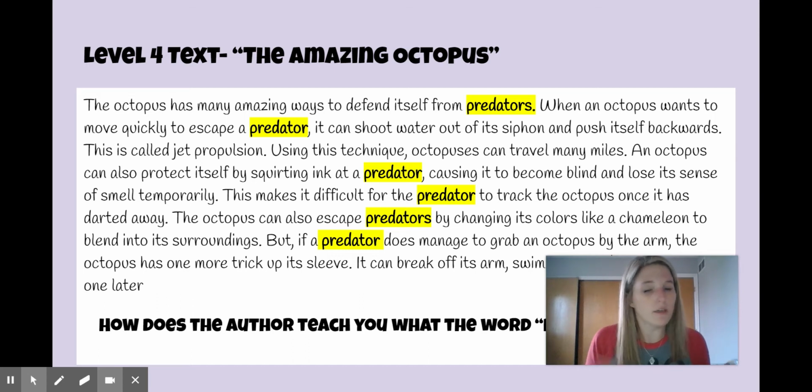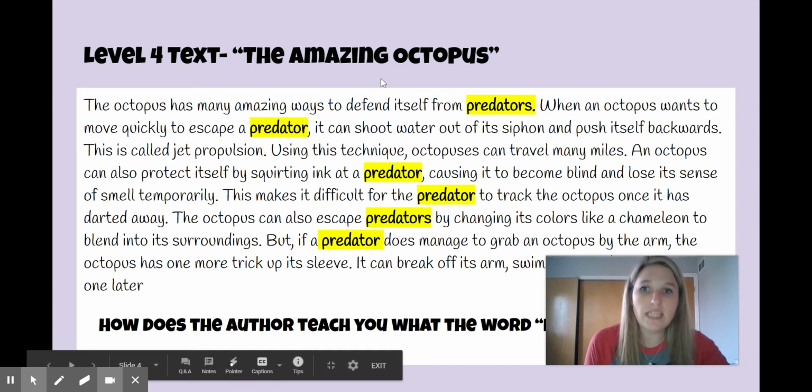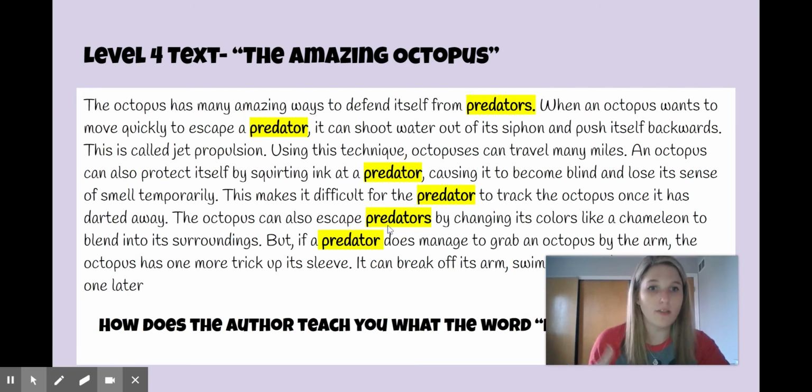So maybe predator, in this case, means something dangerous or some kind of danger, because we're talking about how it's defending itself, how it's trying to escape. So it's definitely a more negative word. And then we look at all the different times they mention it, and they're talking about getting away from the predator, which makes me think it's something bad, something that's trying to harm it.